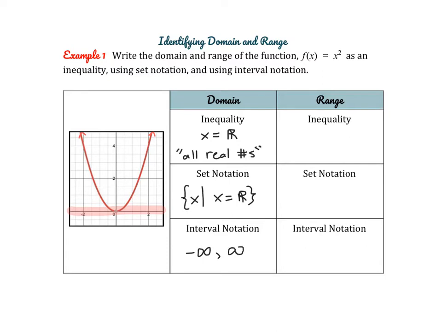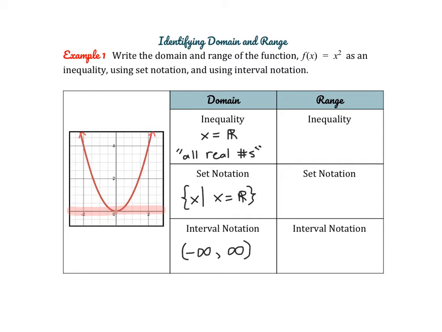So we just say infinity. And since infinity is not technically a number, we're never going to include it. So we're always going to use rounded brackets when we're using infinity. So this is how you write all real numbers in interval notation, negative infinity to positive infinity. So we just described the domain in three different ways. Now let's describe the range. The range is all of the y values that work for this graph. You'll notice that my graph actually stops and turns around right here.